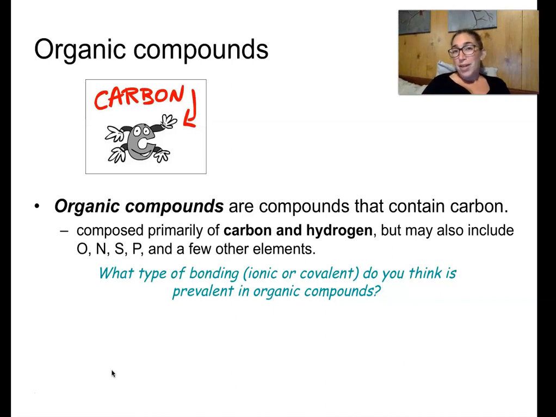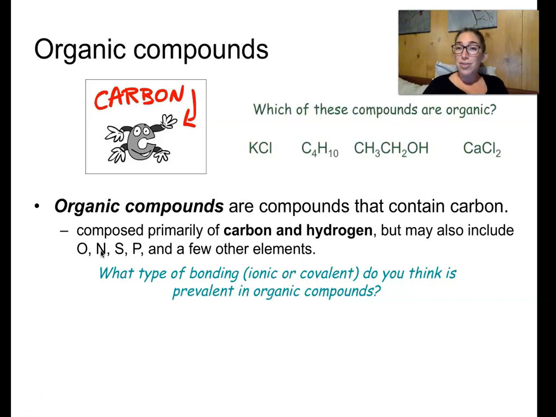Quick pop quiz question for you from the last chapter. What type of bonding do you think is prevalent in organic compounds? Ionic or covalent? Hopefully you said covalent, because all of these are nonmetals: carbon, hydrogen, oxygen, nitrogen. And when you have two nonmetals bonded together, they form a covalent bond, not an ionic bond.